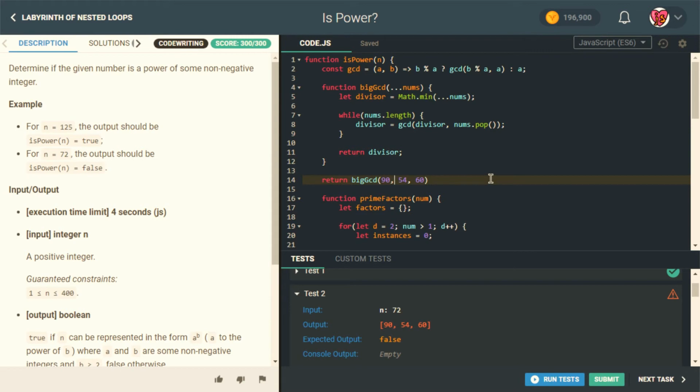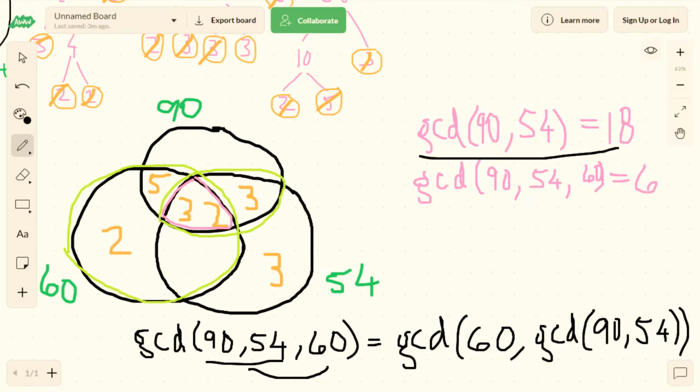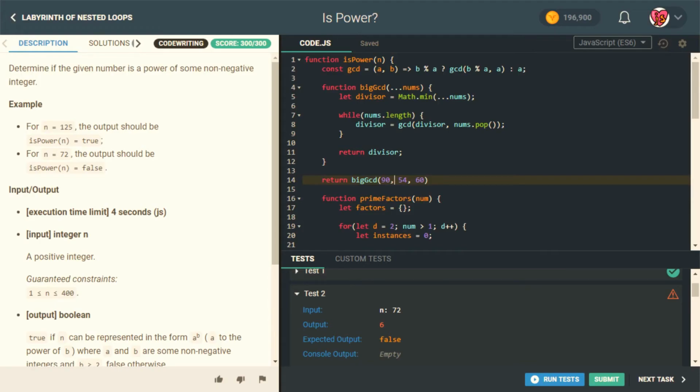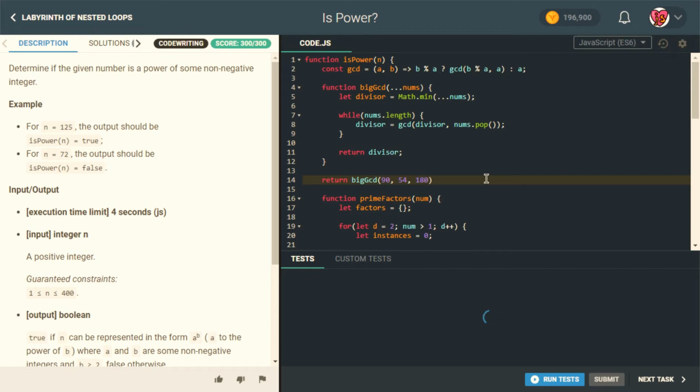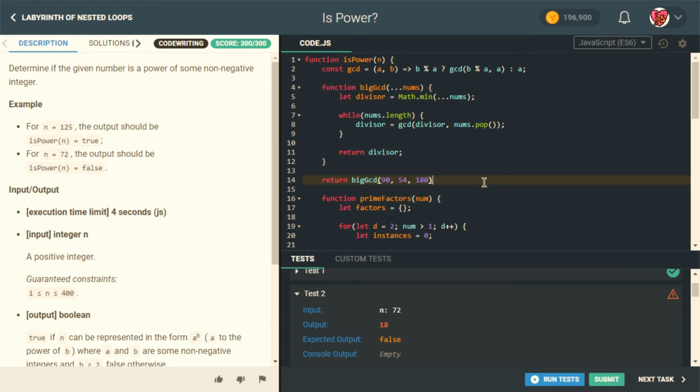So big GCD, we should get 6 from this, right? We're getting 6. Okay, so let's see. If we take a look at this, let's say we wanted a bigger number, like 18. So we just need to multiply this one by 3. So instead of 60, let's go with 180. And now we should be able to get 18, I think, as our big GCD between all these 3. Let's hope so. I'll be very embarrassed one way or another.